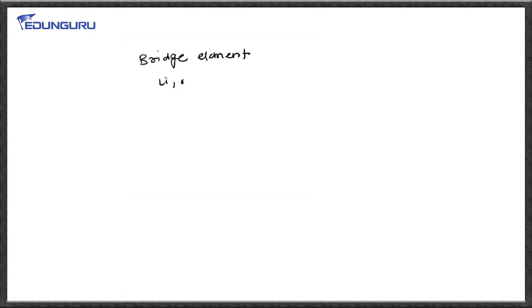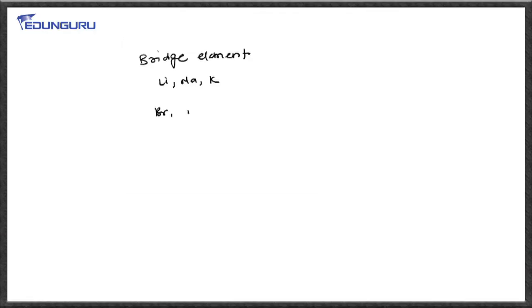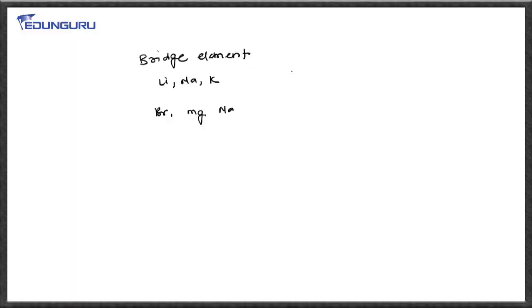We know that there are certain elements which are causing a kind of bridging between different groups. Let's say if we go Li, Na, K, and in the next group we are discussing beryllium, magnesium and sodium. Then lithium and magnesium have a diagonal relationship. Therefore, lithium is the element that is forming a bridge with the next group.